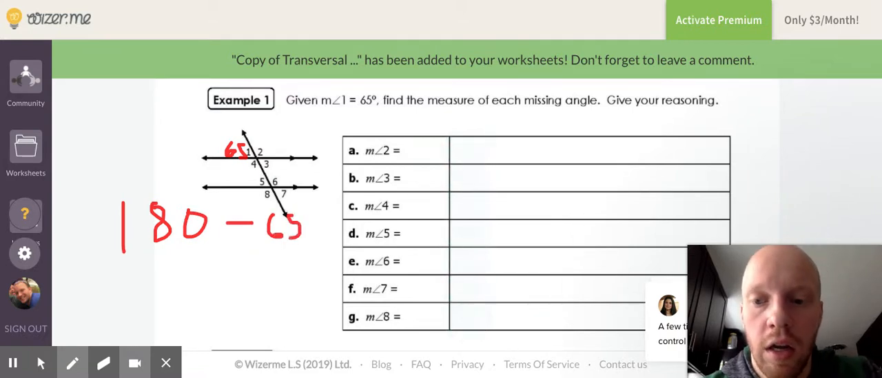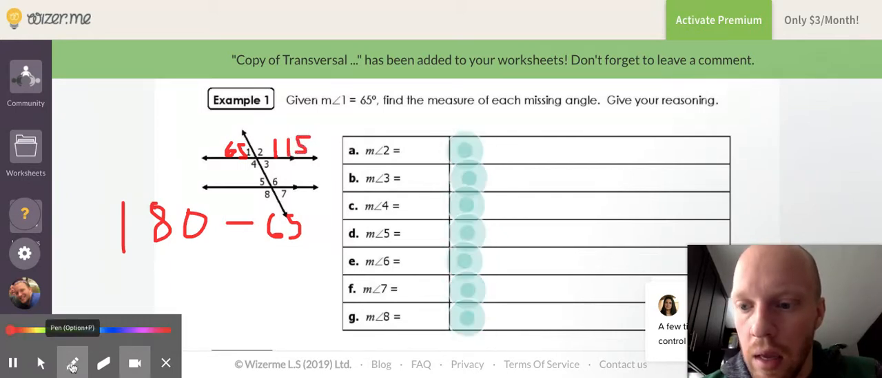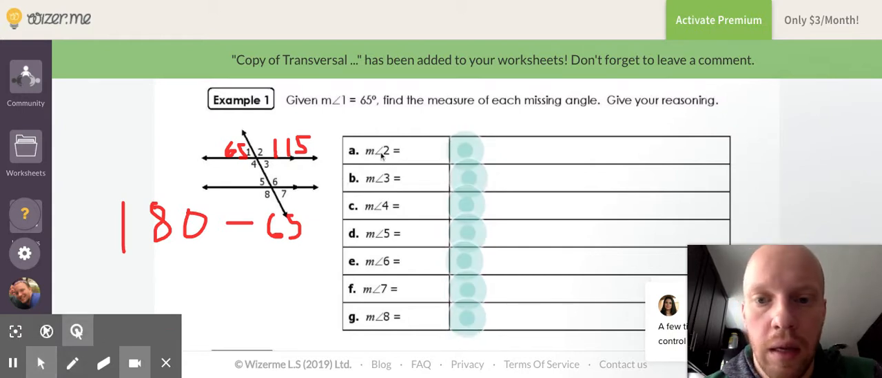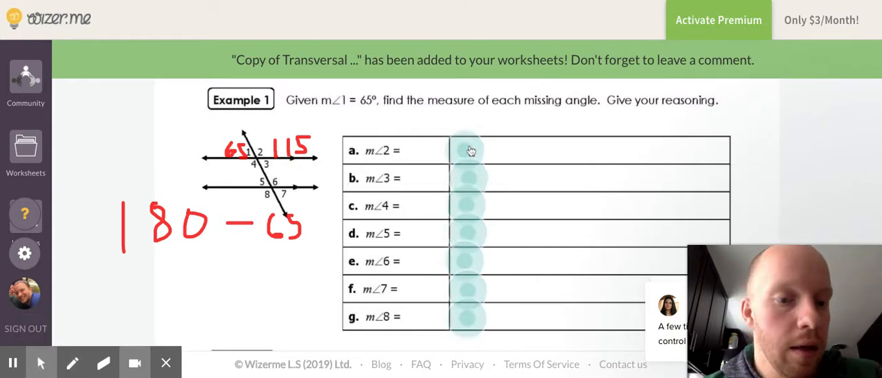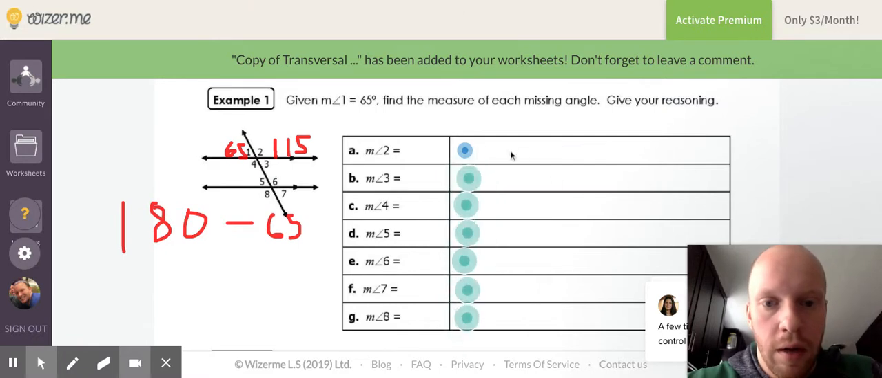All right, 180 minus 65 is going to be 115, right? So you would label this as 115, and that would give me the measure of angle 2, right? Now on this worksheet, what I do is I click this, and the text button comes up. I write in 115. If you want to be more formal, you could write in degrees, and that would be your correct answer, right? That saves it.